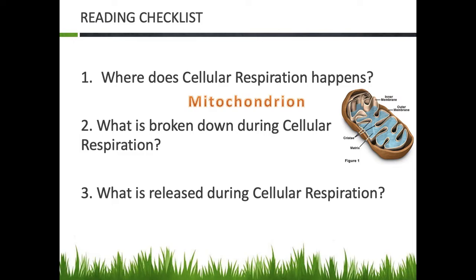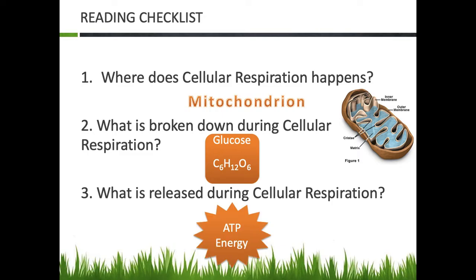Number 2, what is broken down during cellular respiration? The glucose, C6H12O6. The glucose that the plants created through photosynthesis. And 3, what is released during cellular respiration? A form of energy that our cells can use called ATP. Adenosine triphosphate. You don't need to memorize adenosine triphosphate, but you need to know that cell energy is called ATP.